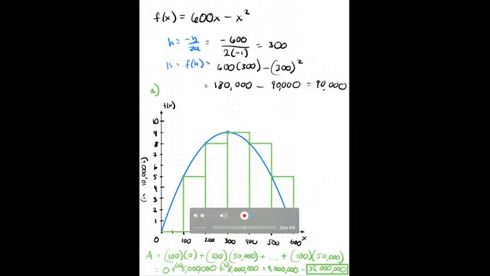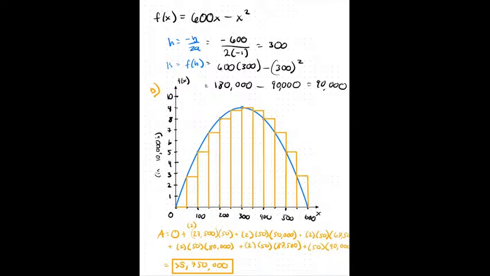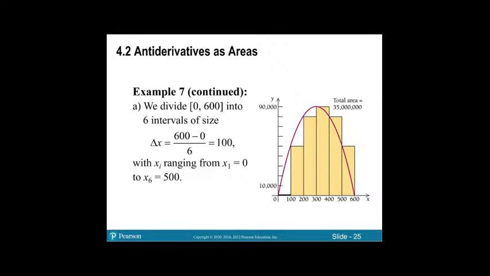Okay. So we got 35 million for the first one, and we got 35,750,000 for the second. So 600 minus 0 divided by 6 was 100. So the delta x was 100 for each one. Okay, I think we did all this. That looks okay.